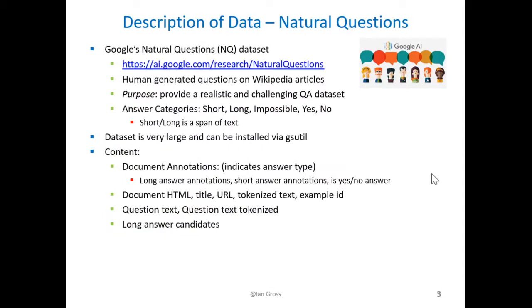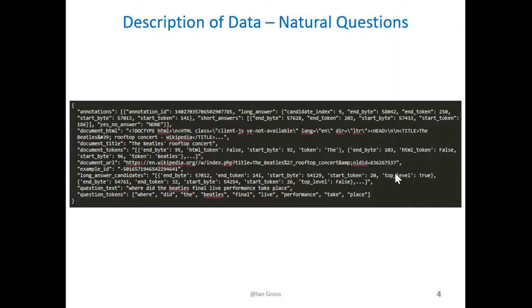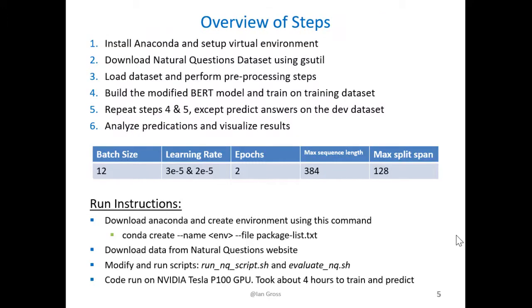To go into the dataset, the NQ dataset was human-generated questions based on Wikipedia articles and has answer categories. In terms of the content, it'll have the annotations on what answer type it is and some information like its URL, type, and title. Here's a quick look at the data, and an overview of the steps shows that we would set up our environment, download the datasets, and then run some scripts.